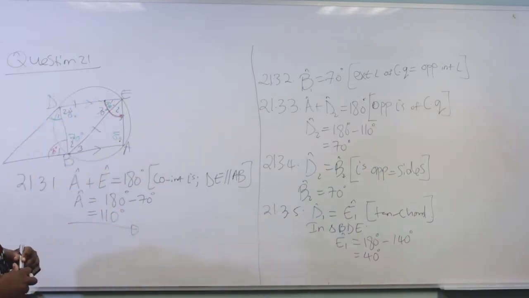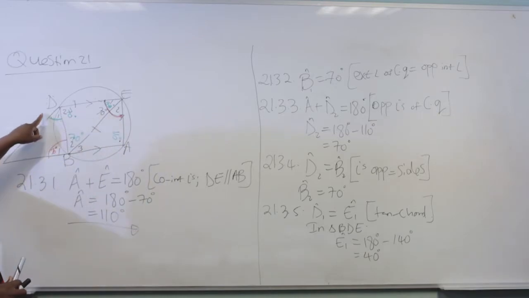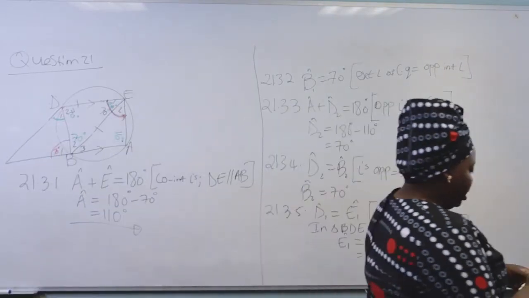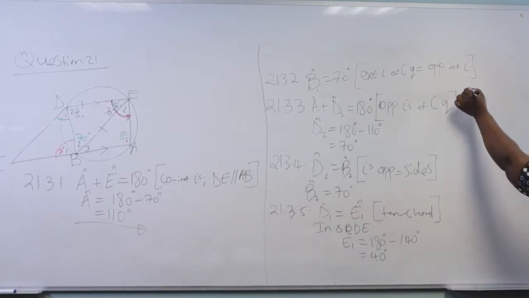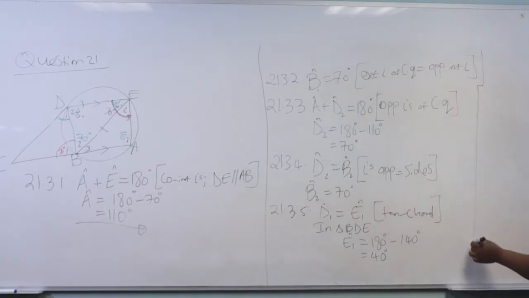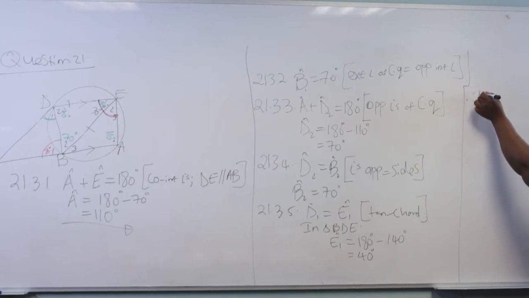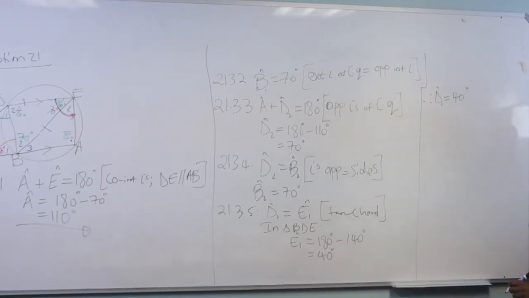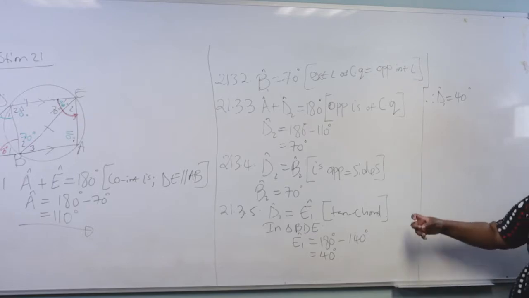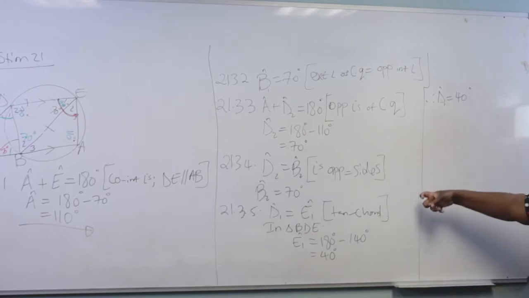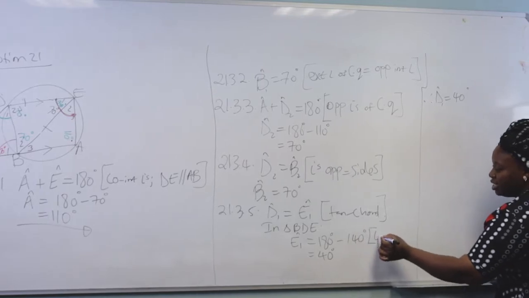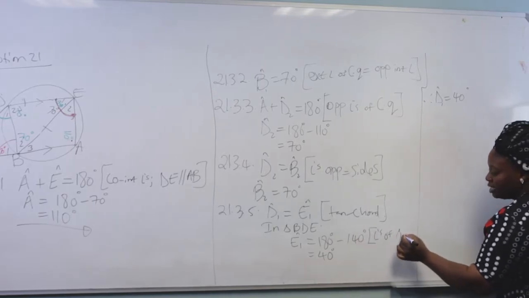Now, if E1 is 40 degrees, we said E1 is the same as D1. Therefore, our D1 is going to be 40 degrees as well. So let's write it like this. Therefore, D1 equals 40 degrees. You need not put the reason again because you've already done that for D1 and E1. However, you must put the reason for doing that, which is the angles of a triangle.